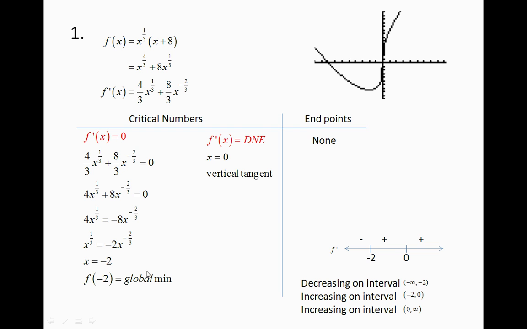Now, how do I know that it's a minimum, not a maximum? Well, I don't really know yet, but I graphed it. I kind of cheated and graphed my picture, and I could tell when x is -2, whatever that y-coordinate is down there, that's got to be a minimum.